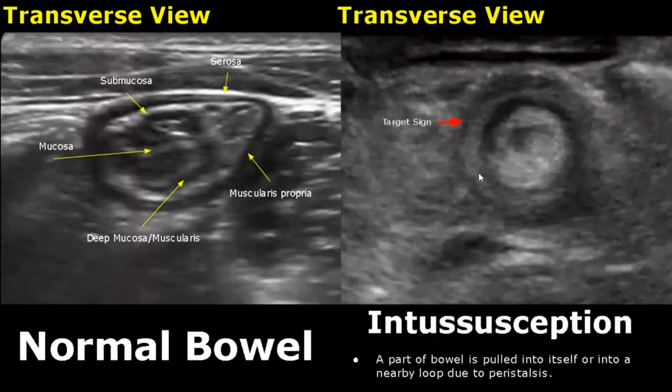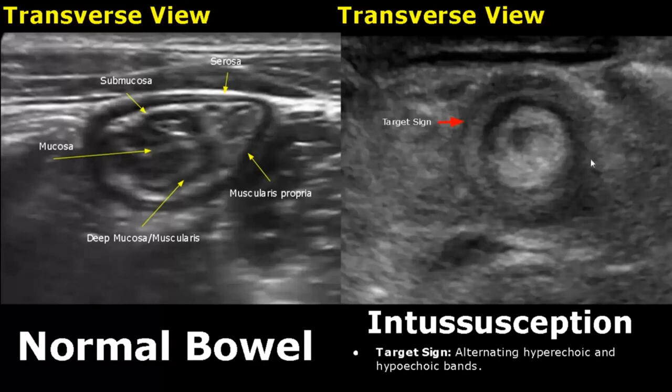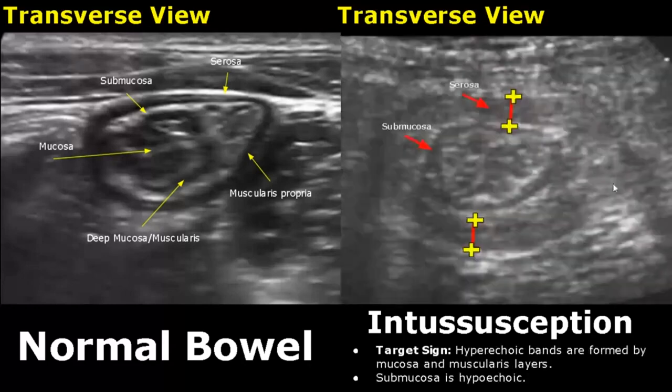Intussusception occurs when a part of the bowel is pulled into itself or into a nearby loop due to peristalsis. On ultrasound, a target sign is seen. There will be alternating hyperechoic and hypoechoic bands. The hyperechoic bands are formed by mucosa and muscularis layers. The normal submucosa is supposed to be hyperechoic, but in this case it is hypoechoic.